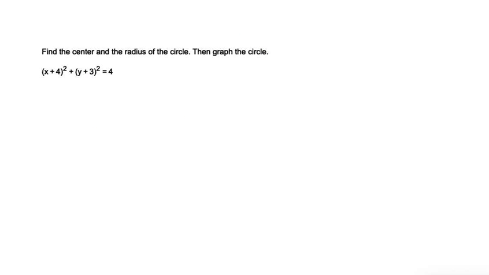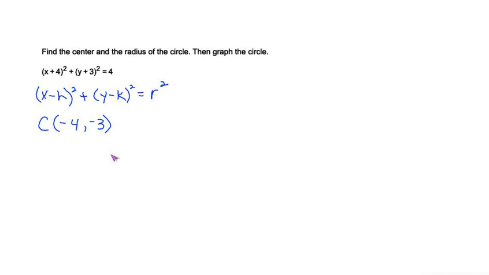And that brings me to our last example. Find the center and radius of the circle and then graph the circle. So I can read the center and radius right off this. I want to remind you that my equation is x minus h quantity squared plus y minus k quantity squared equals r squared. So matching that up, I notice my center is negative 4, negative 3.